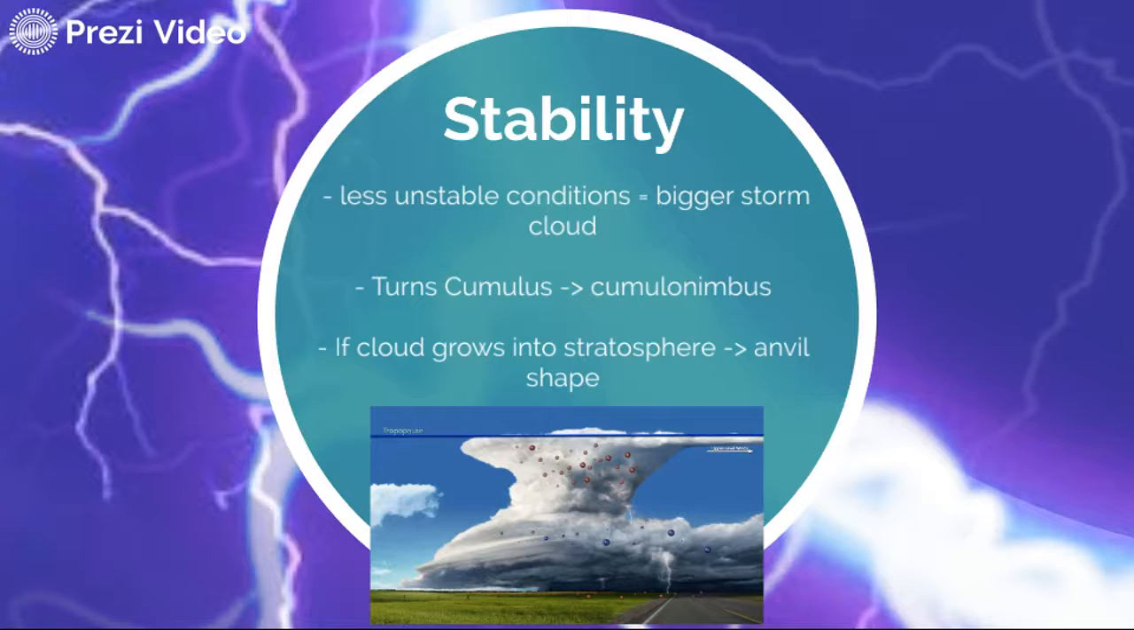This is when the instability turns a cumulus cloud into a cumulonimbus, right? So the more unstable that it is, the more likely it's going to become a cumulonimbus, which, if you remember, cumulonimbus are your big storm clouds that we have.